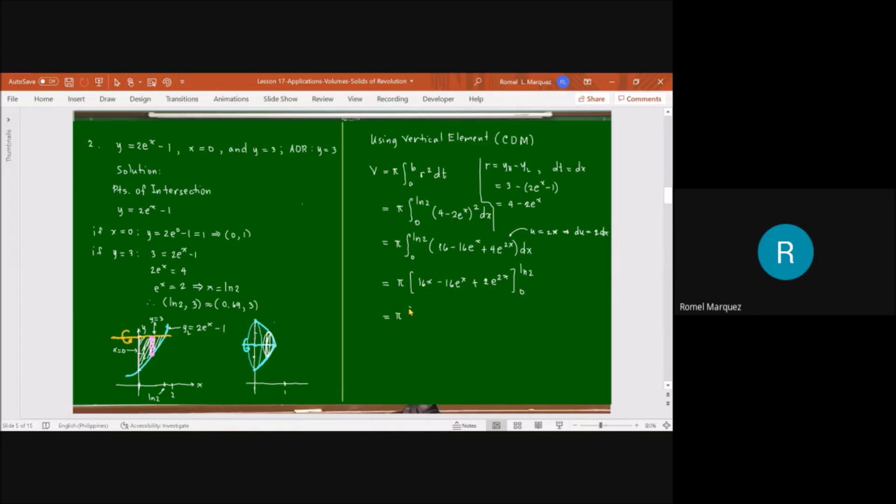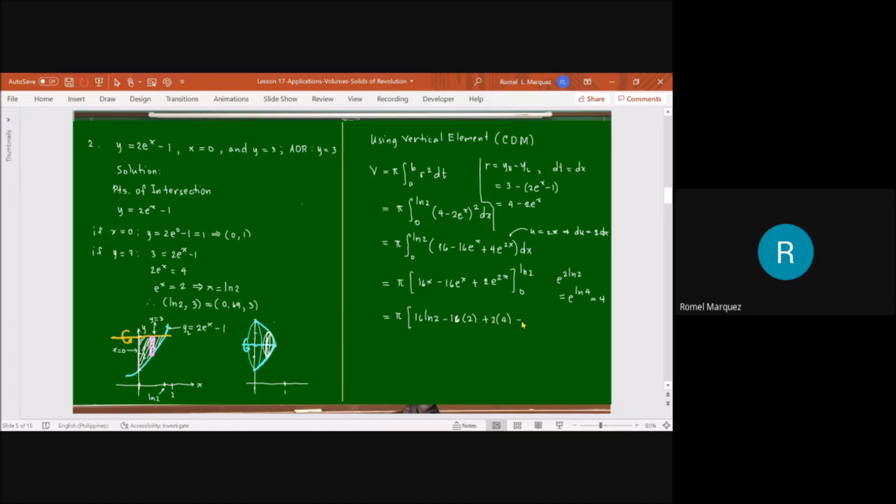Okay. So what's the value of this expression when x is ln 2? So 16 ln 2 minus 16 e to the ln 2, which means 2. Property of logarithm, no? So this is times 2, plus 2 e to the 2 ln 2, that is equal to e to the ln 4, 2 squared, that is 4, and e to the ln 4 is simply 4, times 2, no?